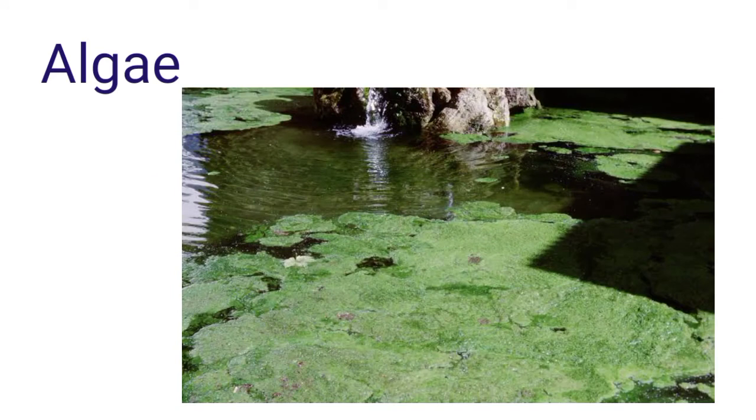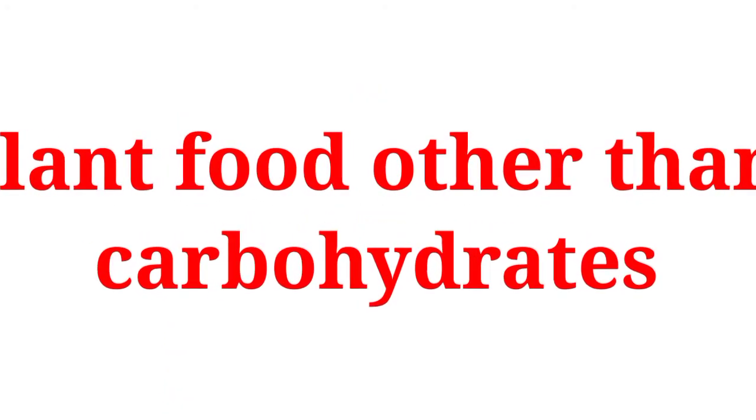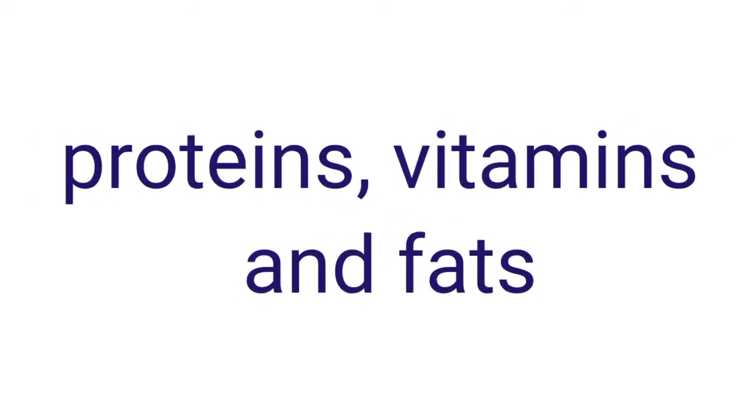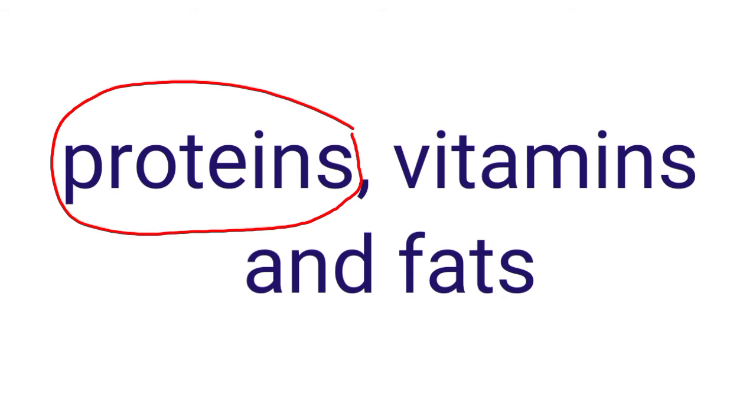Next, synthesis of plant food other than carbohydrates. What are other components prepared by plants other than carbohydrates? See, plant food also contains proteins, vitamins and fats too. Proteins are nitrogenous compounds. Proteins are made up of amino acids. Amino acids are nitrogenous compounds.